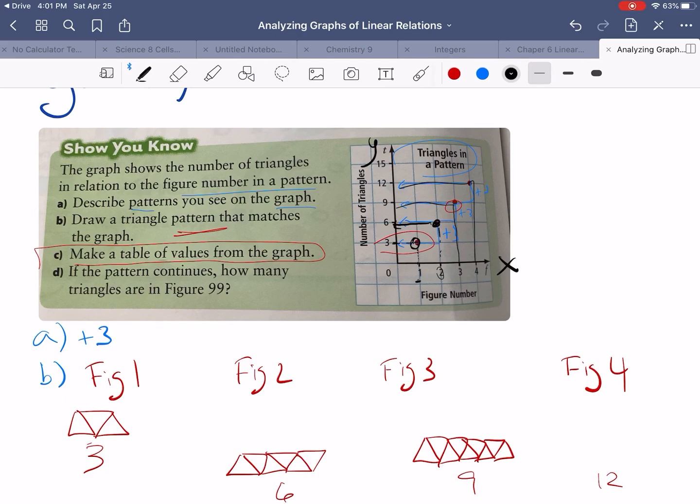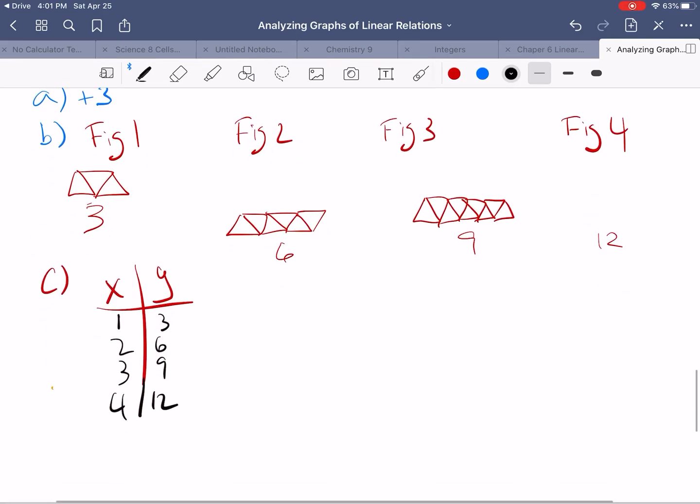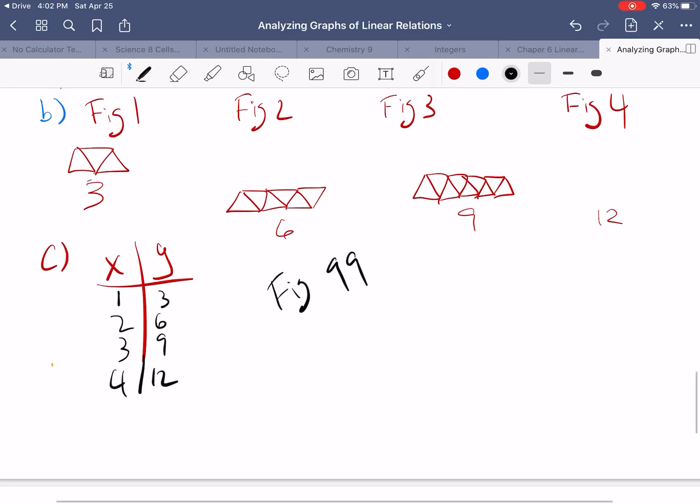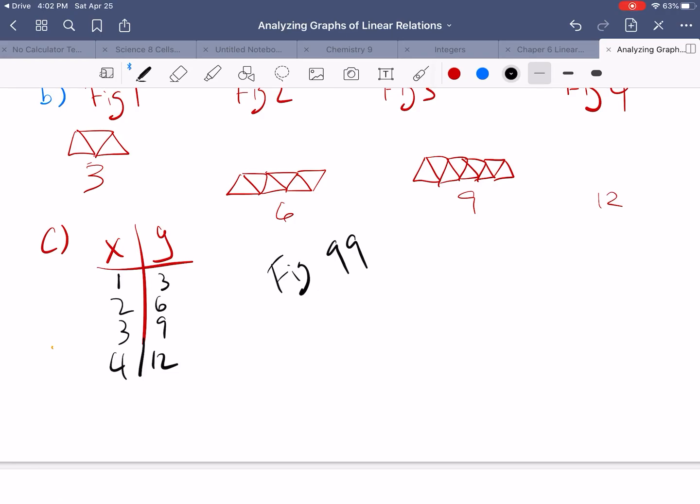And then if the pattern continues, how many triangles are in figure 99? Oh, you guys, this is where you just can't draw this. I definitely have had people in my grade 9 class try to draw 99 things and add the pattern over and over again, and it hasn't worked out very well.